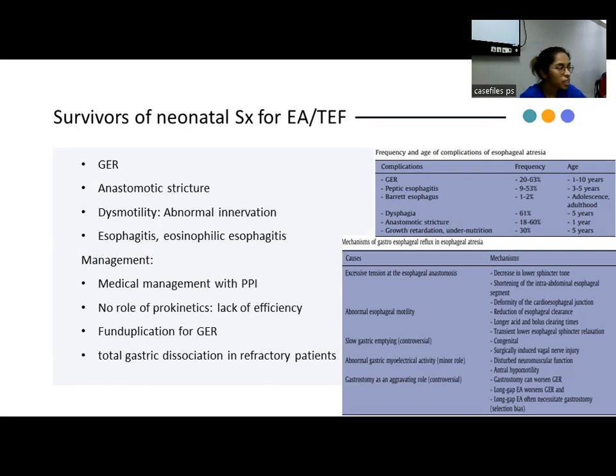Some of the causes for GER in the survivors of esophageal atresia include excessive tension at the site of the esophageal anastomosis, abnormal esophageal motility, slow gastric emptying, or abnormal gastric myoenteric activity. The management of these patients includes medical management, where PPIs can be tried. However, there is no role for prokinetics in these patients because of the lack of efficacy. In patients who are refractory to medical management, surgical management with fundoplication has to be considered. And if they're refractory to surgical management as well, then total gastric dissociation has to be considered.